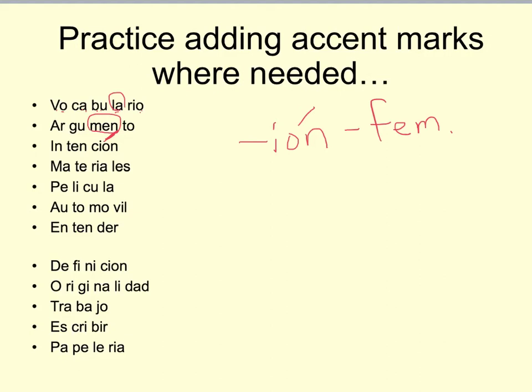Materiales, reales. Stress is there. There's no need for an accent mark. This word ends in an S. Vowel, N or S, keep it on the next to last.